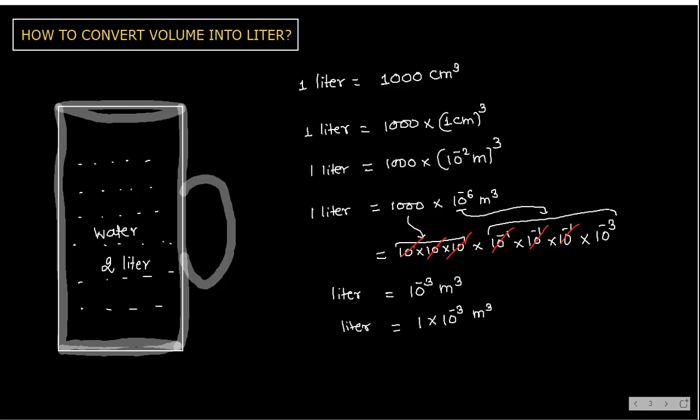Now the decimal is here. If I shift 1, 2 and 3 places to the left side of this number, it becomes 0.001 into 10 power 3. Why? Because I have shifted this side, 1, 2, 3. And this 10 power minus 3 is as it is, meter cube. This step you understand?